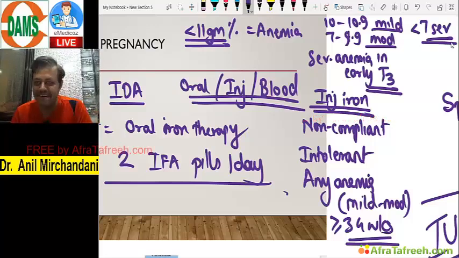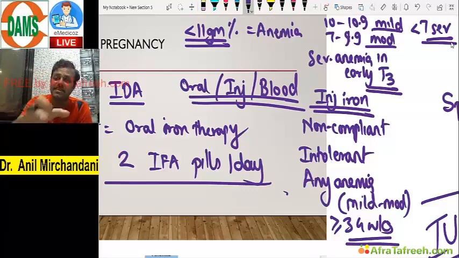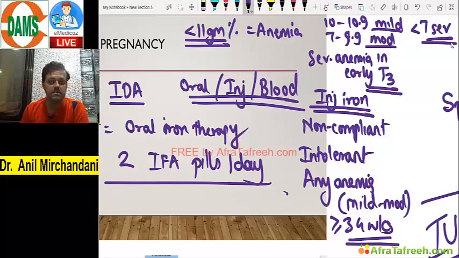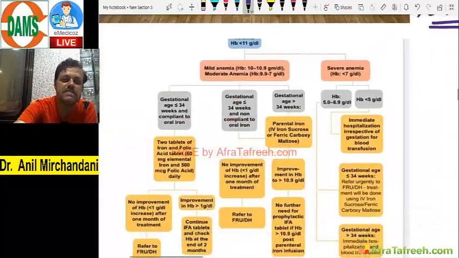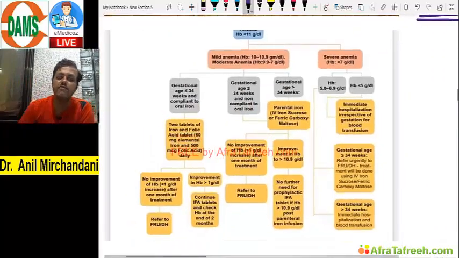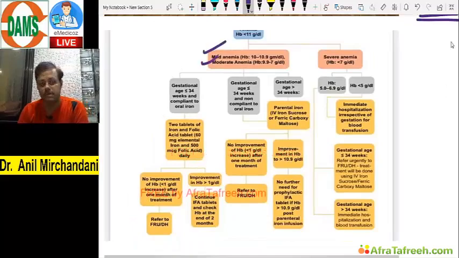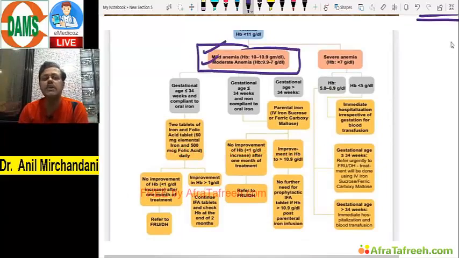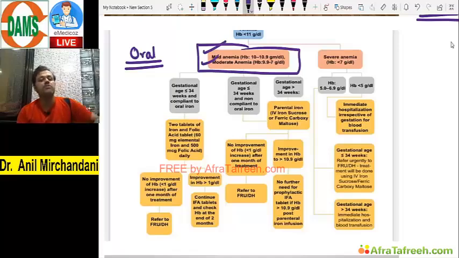Okay. What I was talking about is anemia. Mild is 10 to 10.9, moderate is 7 to 9.9, severe is less than 7. So see in the question what they are asking, and decide what is to be given. How do you decide, sir? Take this algorithm. If there is mild or moderate anemia, what did I say? I said oral iron therapy is to be given.